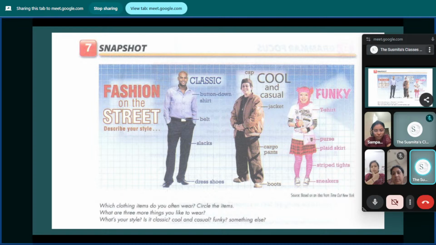Ankita, what about you? Which clothing items do you often wear? I often wear cargo pants, t-shirts, and boots.